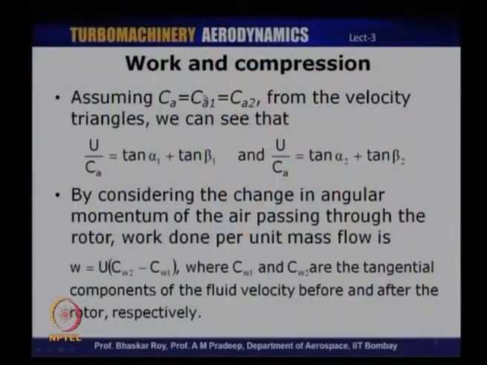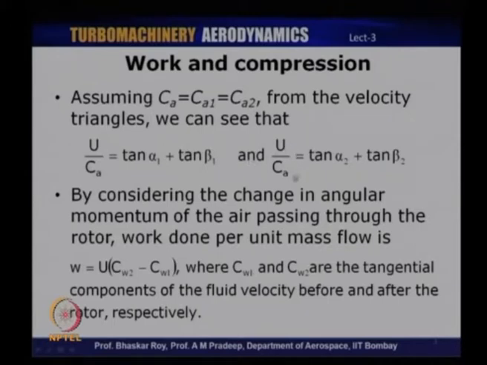We will begin this analysis with an assumption that the axial velocity remains the same. So, if you recall the velocity triangle which we had seen in the last class, if we assume the axial velocity to remain same, that is C_A should be equal to C_A1, which is equal to C_A2. What we see is that from the velocity triangle we get the ratio u by C_A, where u is the blade speed, C_A is the axial velocity. This should be equal to tan alpha 1 plus tan beta 1.